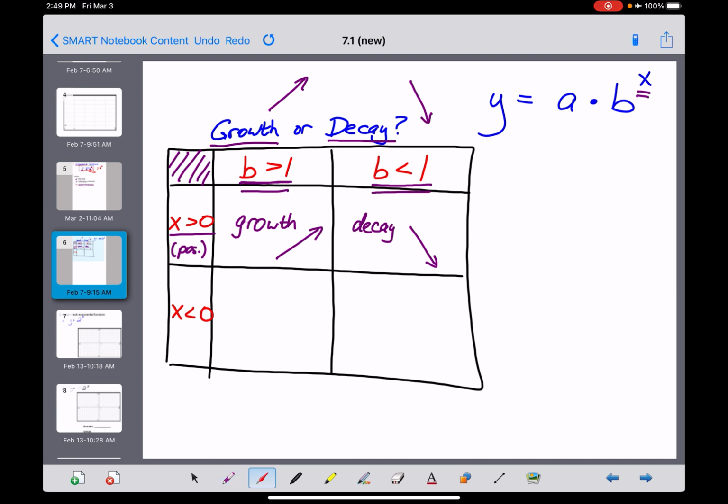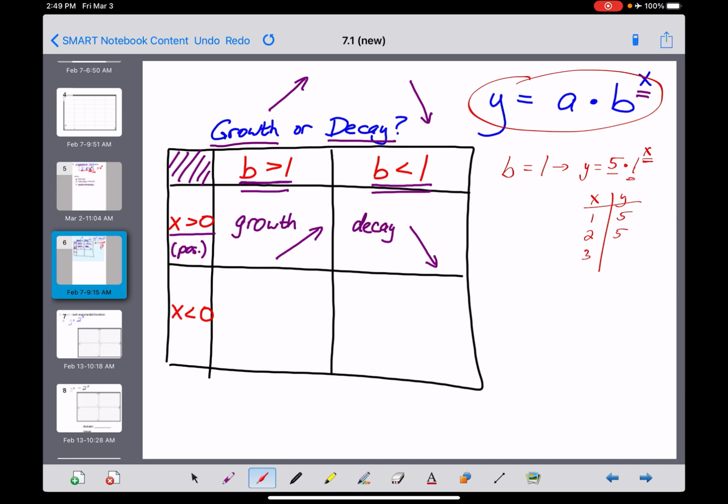A third possibility, and I wouldn't bother putting this in your notes, is what happens when B is equal to 1. Let's think about a function here where b would be equal to 1, like y is equal to, I don't know, pick an a value, 5, and let's multiply that by 1 to the x power. Well, this is going to be really boring here, guys, because if I made a really quick table, what happens when x is 1? 1 to the first power is 1 times 5 is 5. When x is 2, 1 to the second power is still 1 times 5 is still 5.